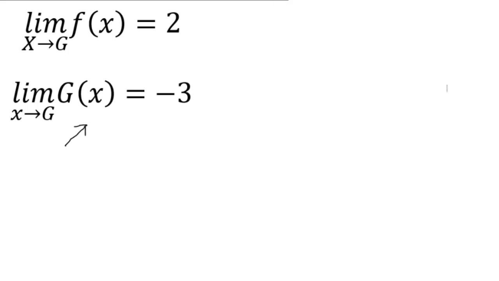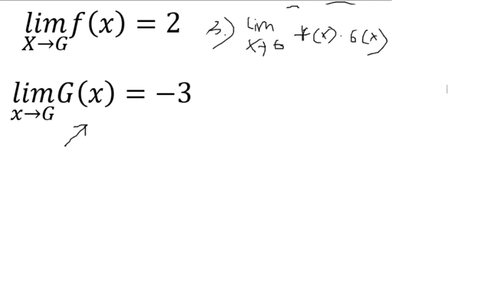That's the first property of limits, the constant multiple rule. Now let's go to the second property, the product rule or product property. If you have the limit as x approaches some number g of the function f of x times g of x, we're just going to use the product property of limits.